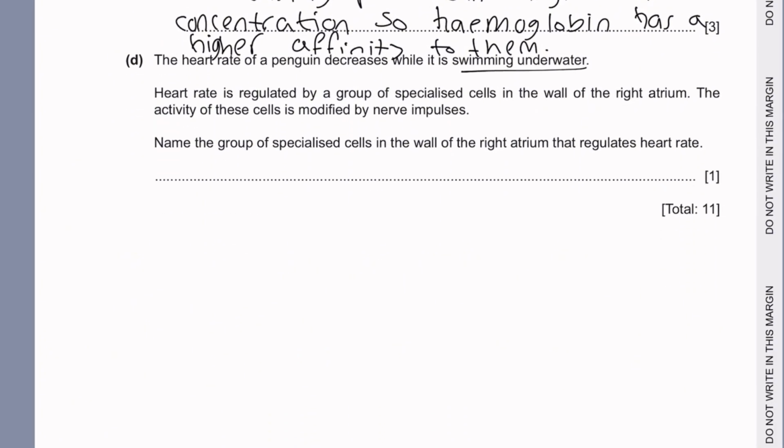The heart rate is regulated by a group of specialized cells in the wall of the right atrium, which are obviously the cells of the sinoatrial node. Now, the activity of these cells is modified by nerve impulses. Name the group of specialized cells in the walls of the right atrium that regulate the heart rate. They are the cells that basically form the rhythmic contraction, which are the cells of the sinoatrial node.